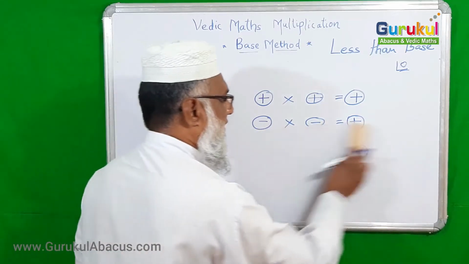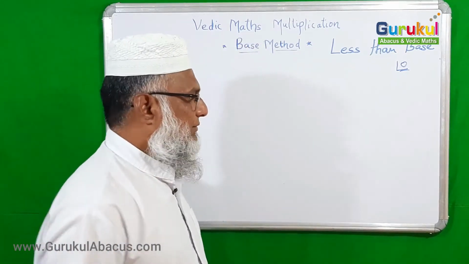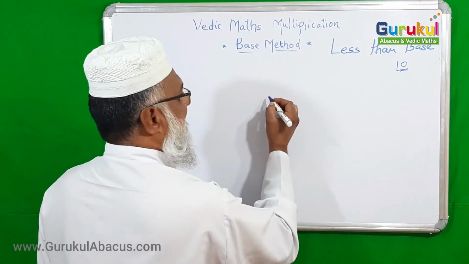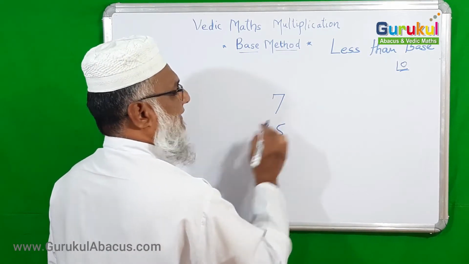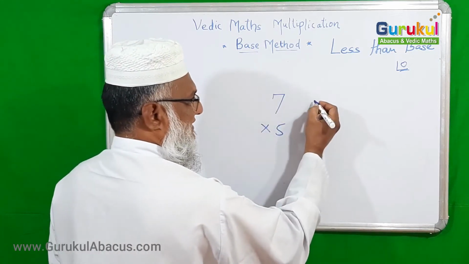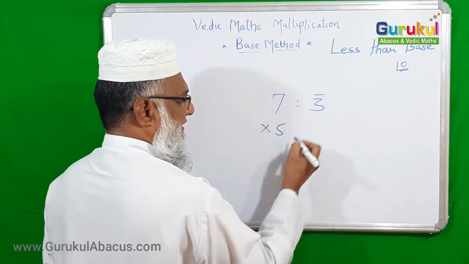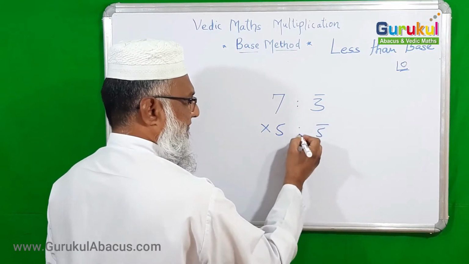both number signs are different, then your answer sign would be negative. That's it. Okay, so the next example would also be very simple, but a little next step. It would be 7 multiplied by 5. Now 7 is less than the base by 3, and 5 is less than the base by 5.